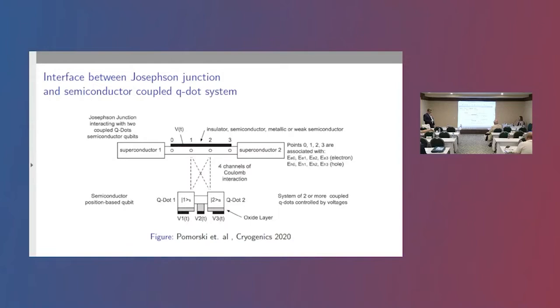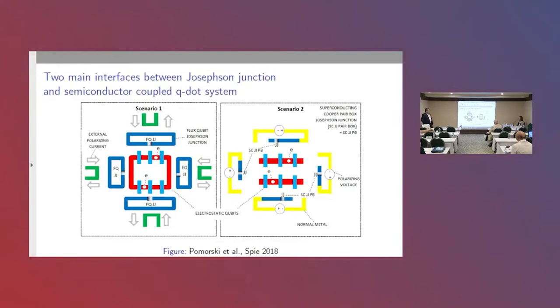Yeah, so basically you can think about this scheme of so-called electrostatic interface between Josephson junction and semiconductor quantum dot system. So you have a semiconductor nanowire, and on the top you have placed metallic gates. Of course, they are insulated by insulator. You have a single electron that's used here and here. And then this system can be interfaced, for example, to... so this is so-called electrostatic interface.